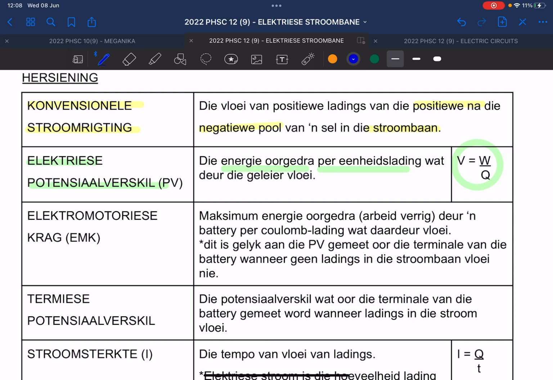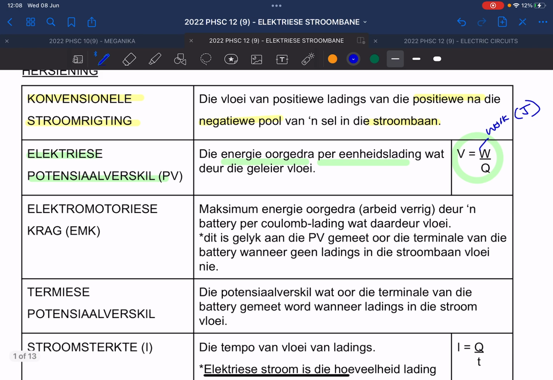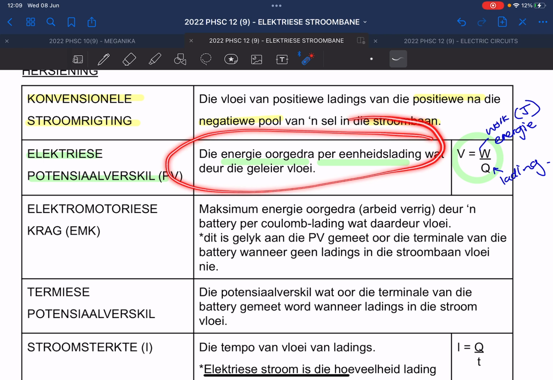So energy of potential difference in energy per unit charge. Remember, W stands for work. And work is measured in joules. What else is measured in joules? Energy. Okay. So energie and work, of in Afrikaans arbeid. En dan Q staan obviously vir jou lading, your charge. Okay, so dis waar hierdie definisie vandaan kom.